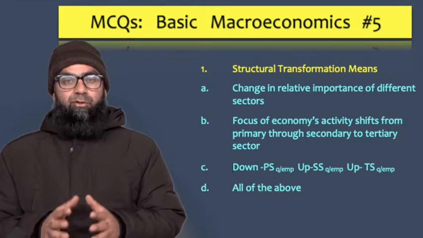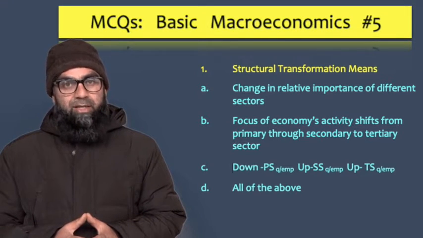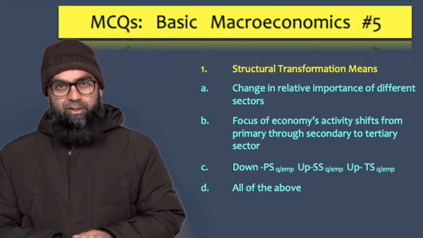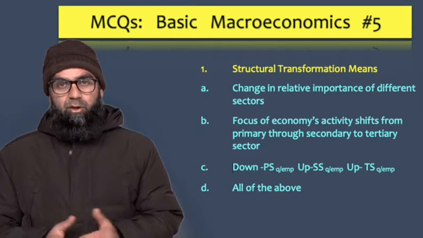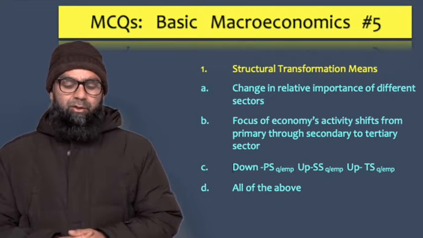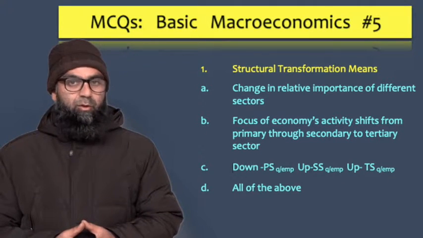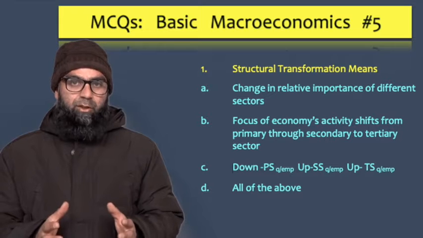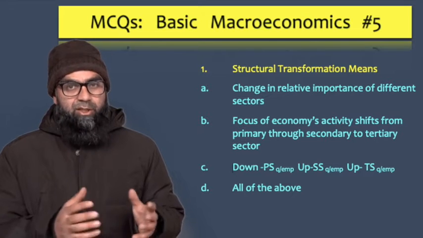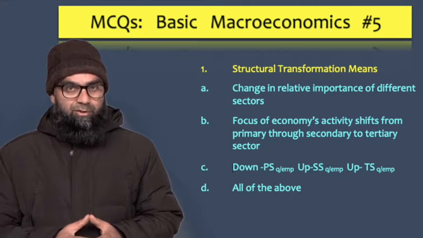The first question is, structural transformation means. You have to identify which of the options represents the best structural transformation. The first option is change in relative importance of different sectors. So if relative importance of different sectors changes, then we can say structural transformation has occurred. The second option is focus of an economy's activity shifts from primary through the secondary to the tertiary sector. That is, first the focus of economic activities is the primary sector, then it becomes the secondary sector, and finally it is the tertiary sector which becomes the most important for an economy. So this is what we call structural transformation.